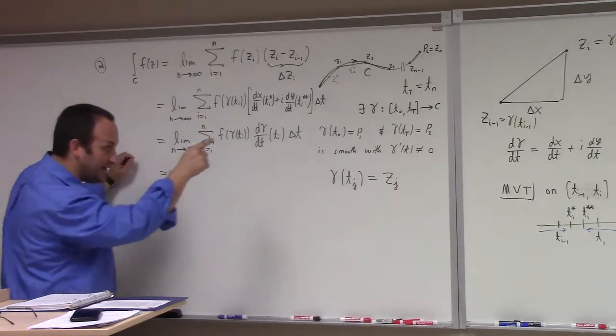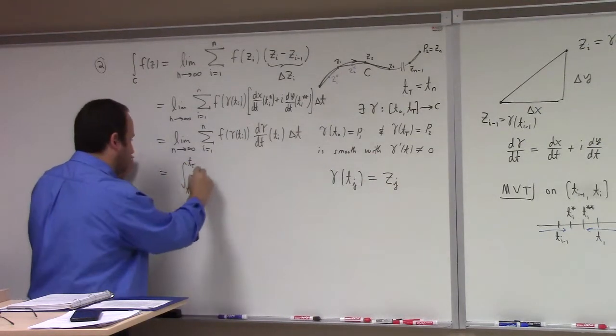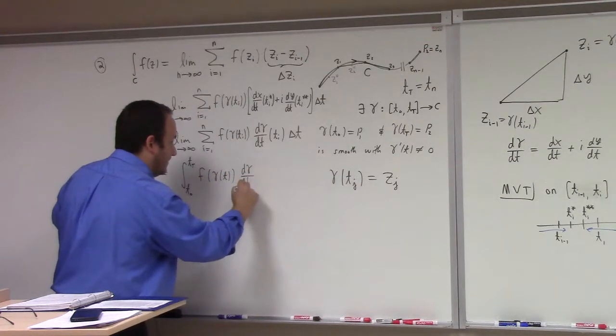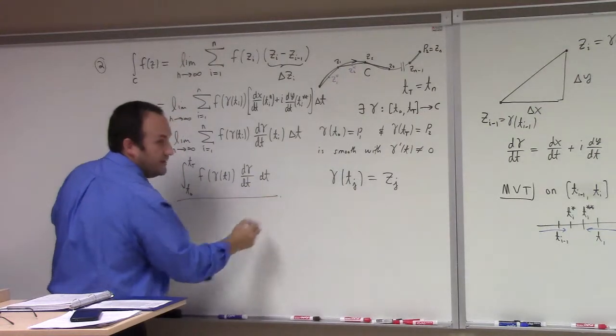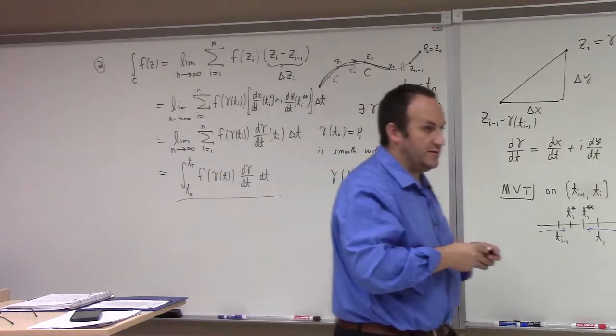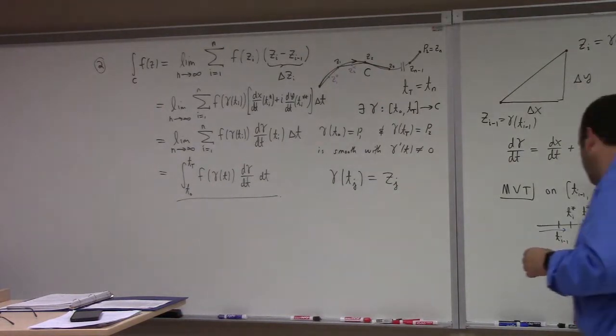So we have the integral from t naught to t sub 1, in my current lingo, of f of gamma of t times d gamma dt. And that is my definition 1. And that's why definition 1 and definition 2 are interchangeable. And it's pretty straightforward to get from definition 2 to definition 3 because it's really just multiplying out. I can get from definition 2 to definition 3. I'll do that right now.